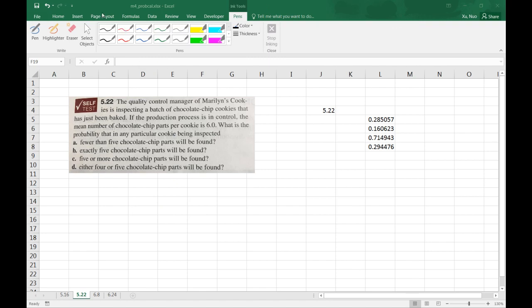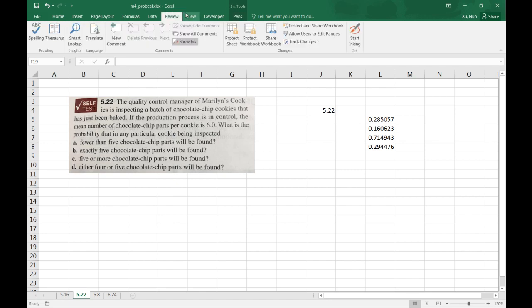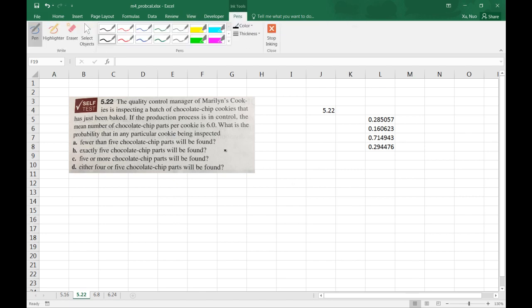Again, let me write down the setup algebraically to make it more concrete. In this case, we have a new variable. Again, we're going to use x to denote the variable. Now it follows a Poisson distribution, and the Poisson distribution is governed only by one parameter, which is the mean, in this case equal to 6. So let's look at the first question asked.